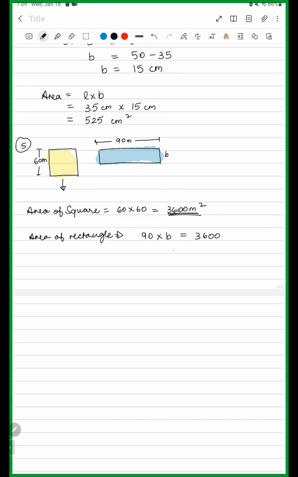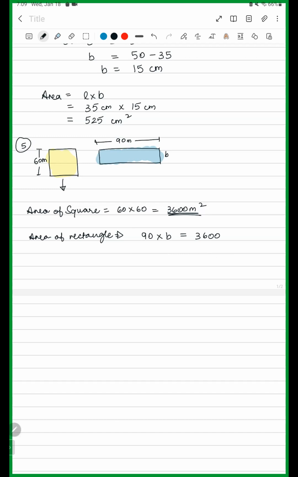Till here, is it clear, Hiba? Yeah. Okay. Now from here, can you find B? B is equal to 40 centimeter, no, meter square. Meter square. Meters. Okay, let me show you one thing.